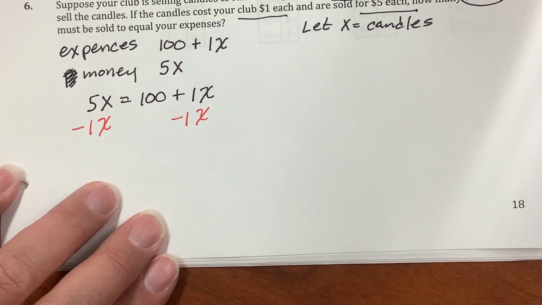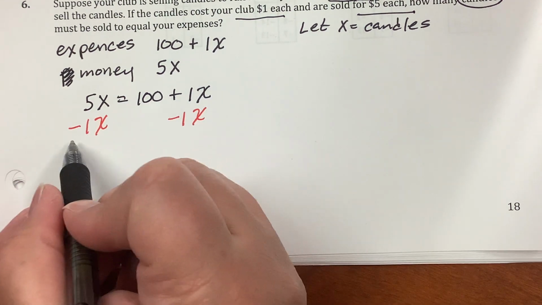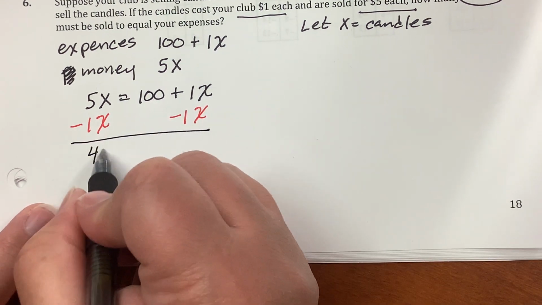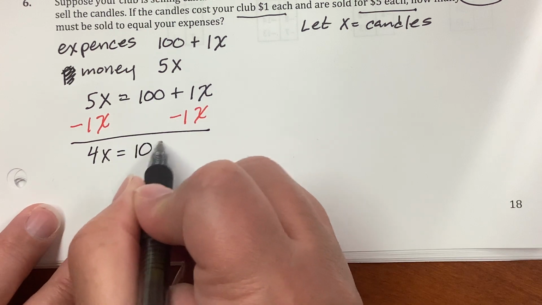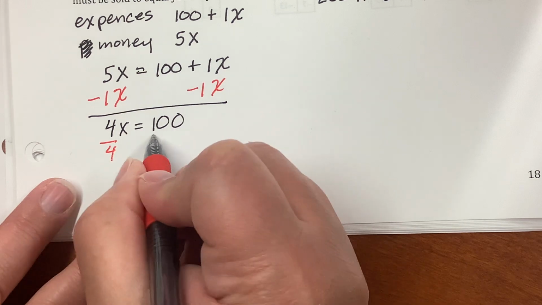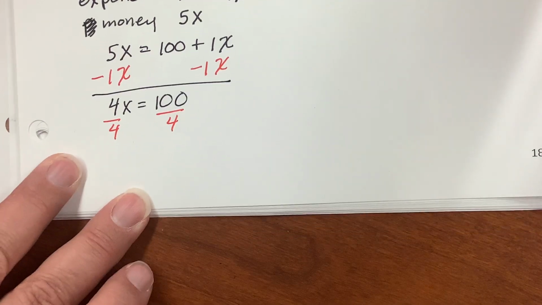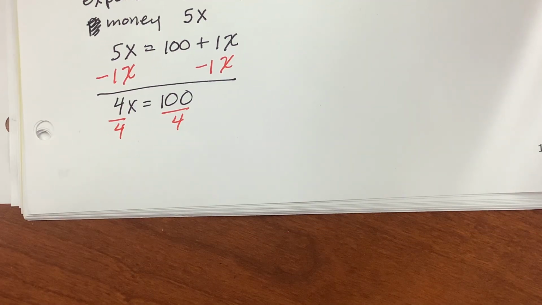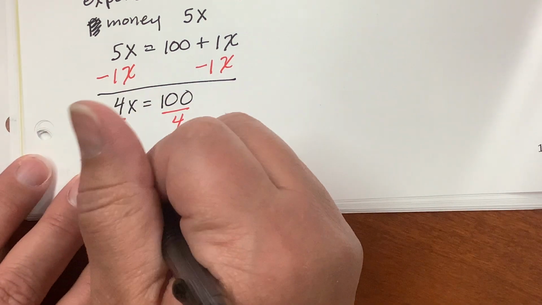I mean, one candle from each side. And now I have 4x equals 100. Divide by 4. This one I can do. 100 divided by 4, I don't need any extra scrap paper for that one. X equals 25.